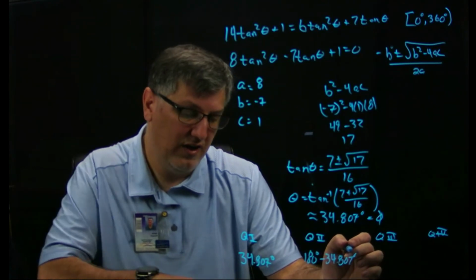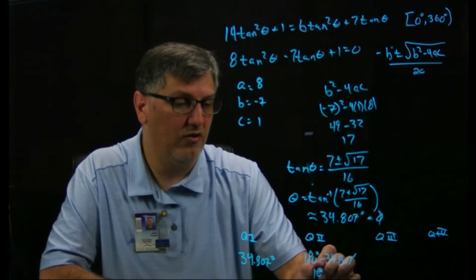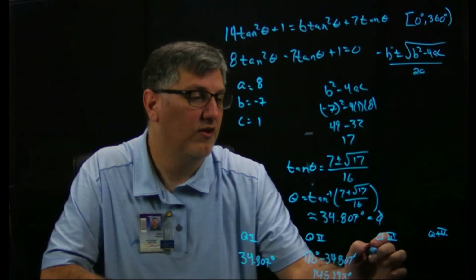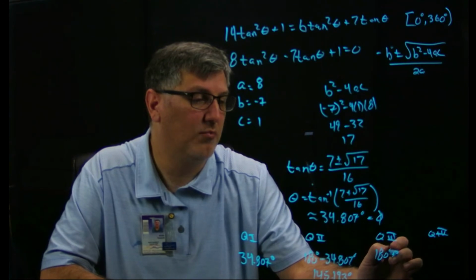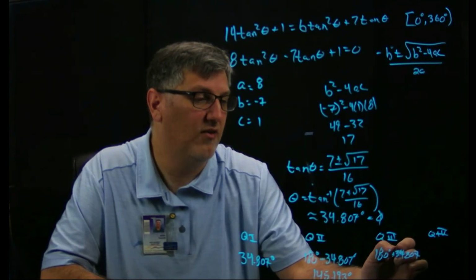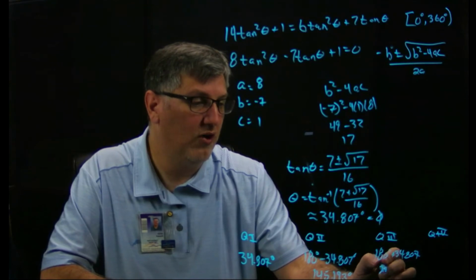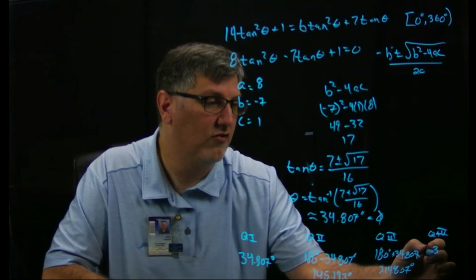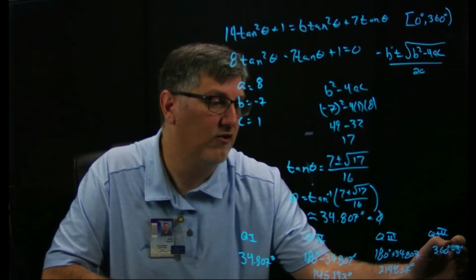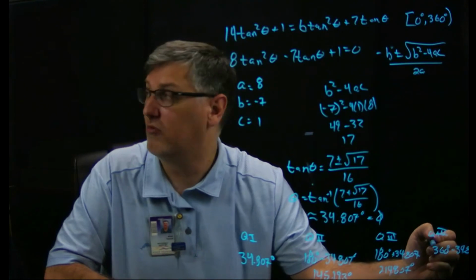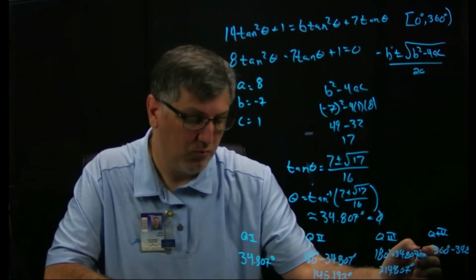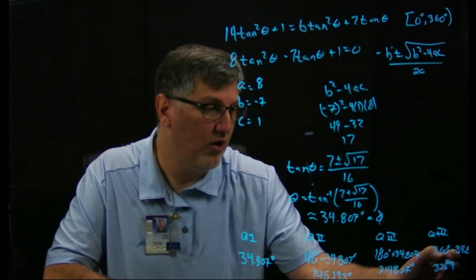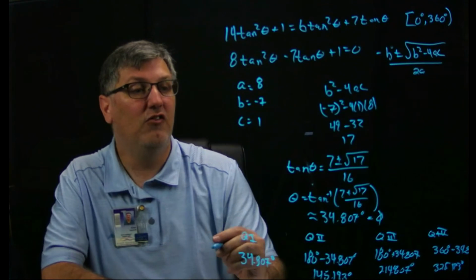Quadrant 2 is 180 degrees minus my 34.807 degrees, and that gives me 145.193 degrees. This is 180 degrees plus my 34.807, which this gives me 214.807 degrees. And this is 360 degrees minus my reference angle, 34.807. I bet I'm off the screen just a little bit, which this gives me 325.193 degrees.